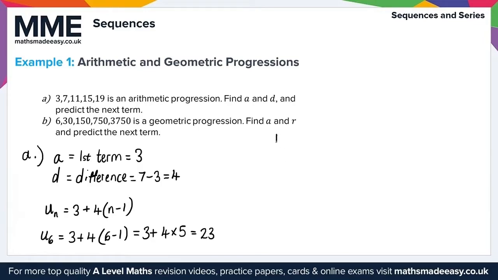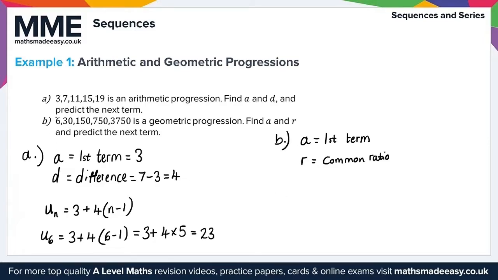Let's take a look now at part B. And for part B, here we have a geometric progression. Again, we're asked to find A and R this time, and then we're asked to predict the next term. And again, A just simply represents the first term. So A is the first term, and R represents what we call the common ratio. Okay, you might just see that sometimes know it as the ratio. And the ratio here is what we multiply term to term here.